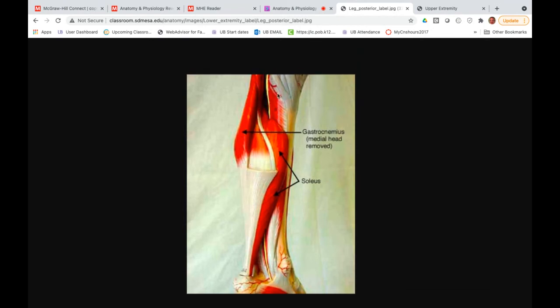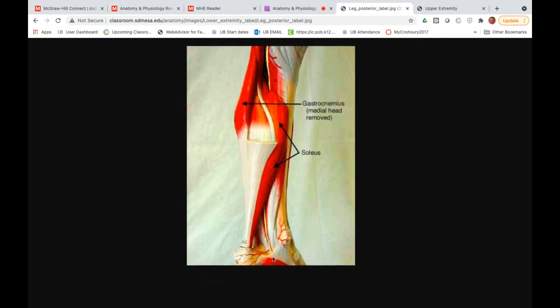So that medial head of the gastrocnemius is dissected, and look what you can see really well. The soleus. Pretty large muscle, powerful foot plantar flexor.